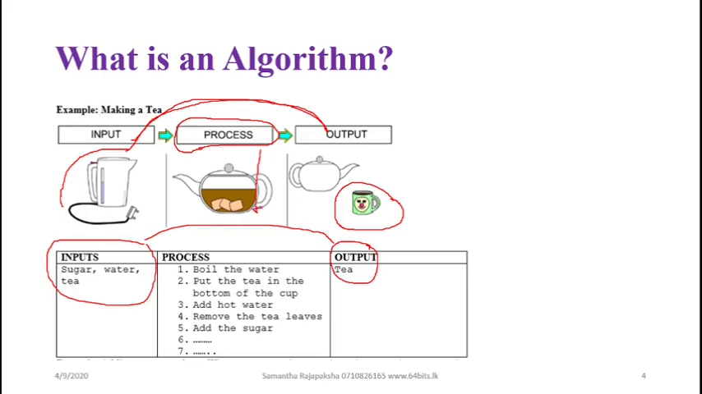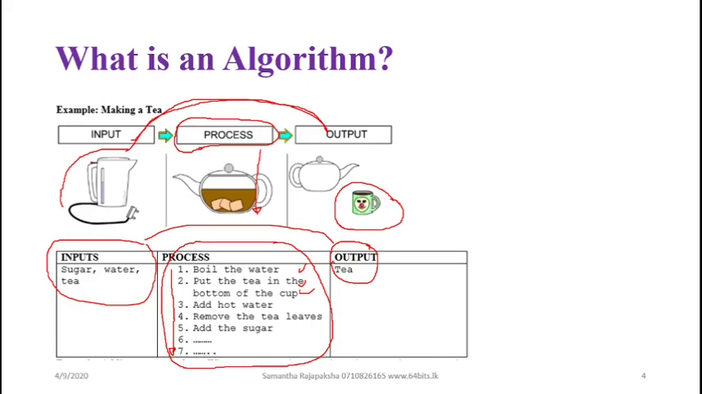Basically, process means a set of steps. We need to follow some steps in order. Remember, this order is very important. We need to follow the order. So to make a tea, first you have to boil the water, put the tea in the bottom of the cup, add the hot water, and so on; the steps are defined. Now you can see this is the process. This process we describe by steps, and this is what we call the algorithm. Once you follow this algorithm, you will get the desired outputs.